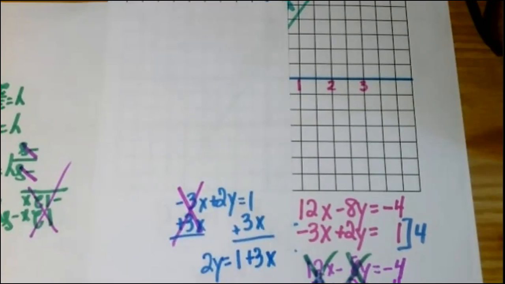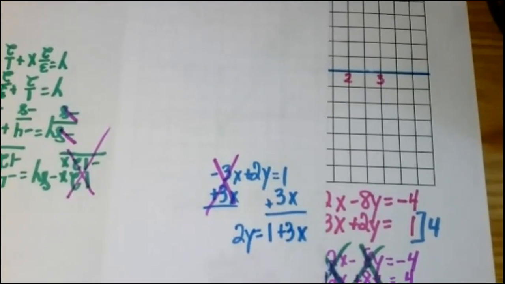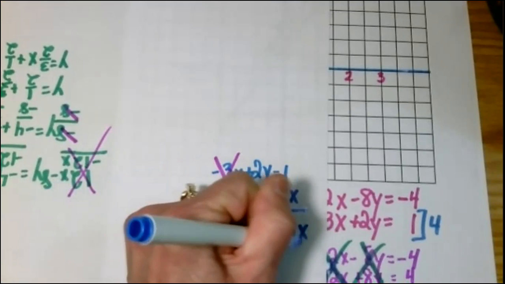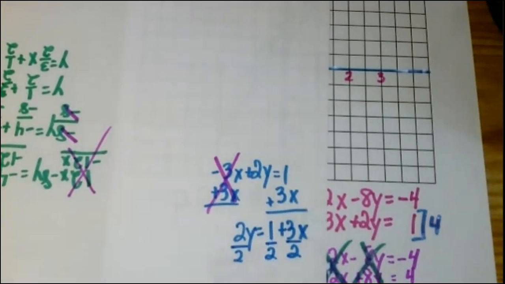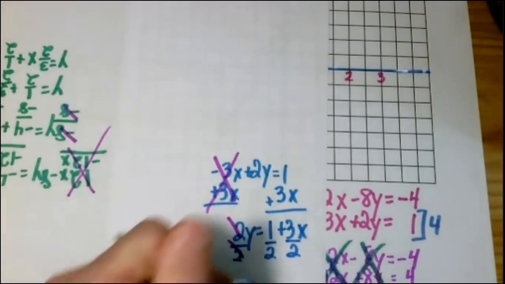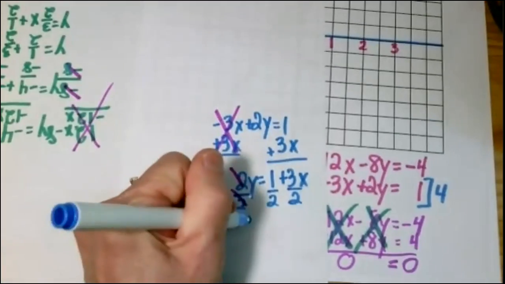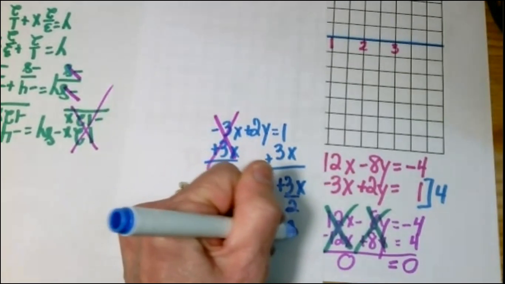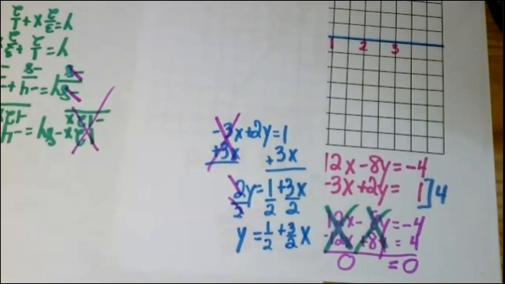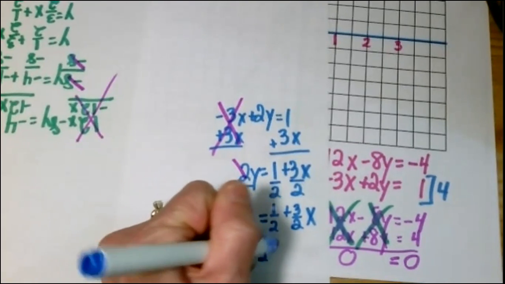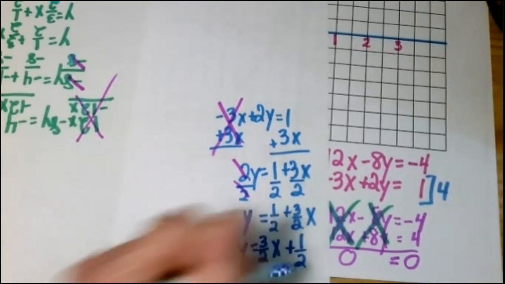We can't combine them, right? They're different. So now we're going to divide everything by 2. That eliminates the 2's, and we're left with y equals 1/2 plus 3/2 x. And then we're going to switch it into slope-intercept form. Y is equal to 3/2 x plus 1/2.